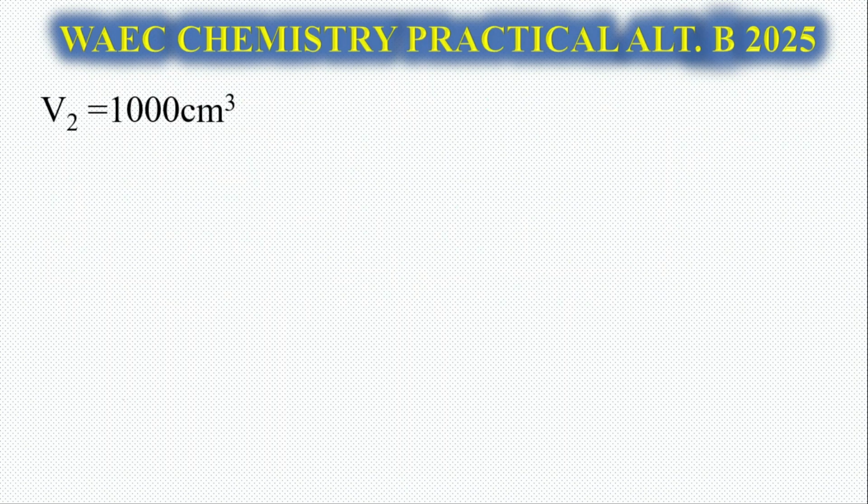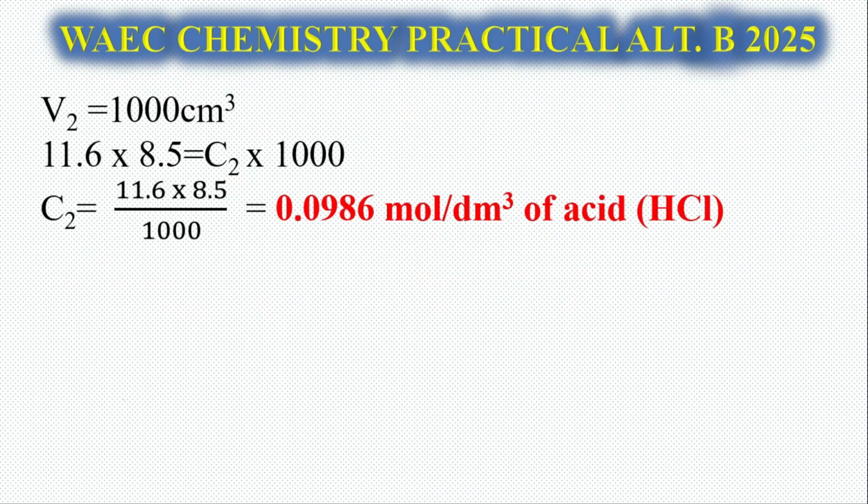So let's quickly look at how to do that. The final volume is 1000, so 11.6 multiplied by 8.5 equals C2 multiplied by 1000. When you do that correct substitution, you're going to have 0.0986 mole per dm³ of acid.